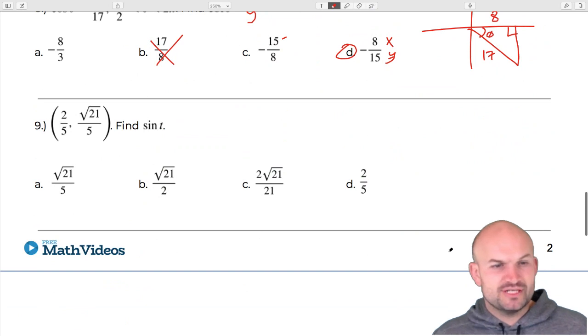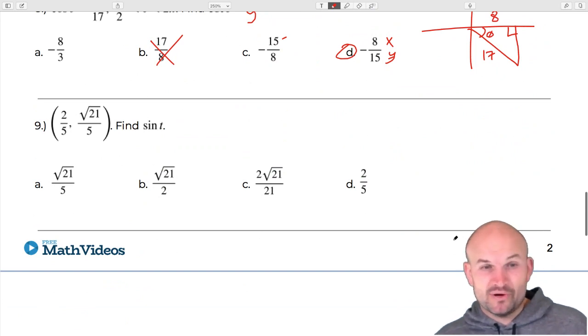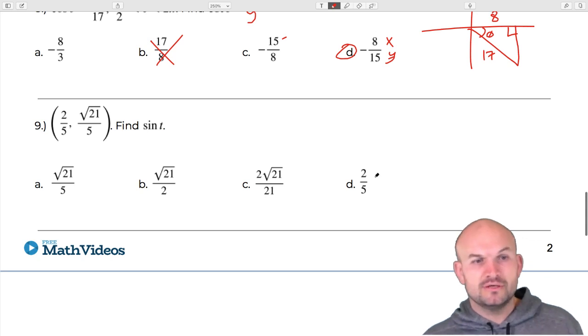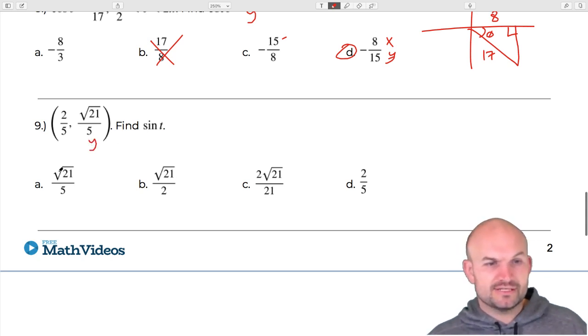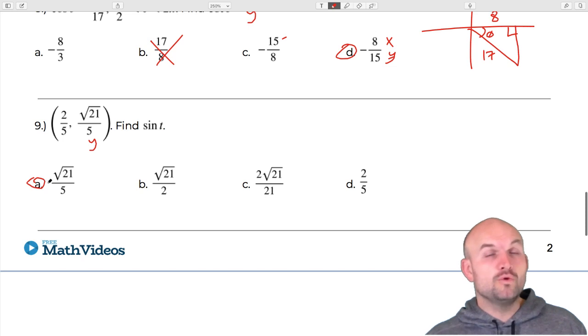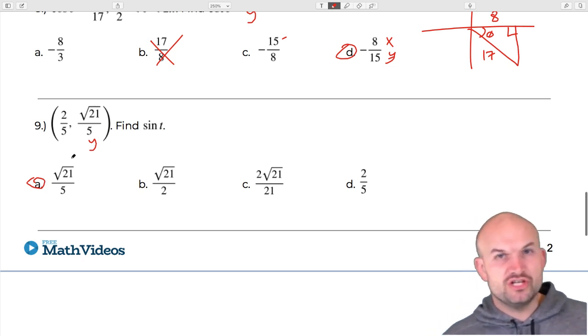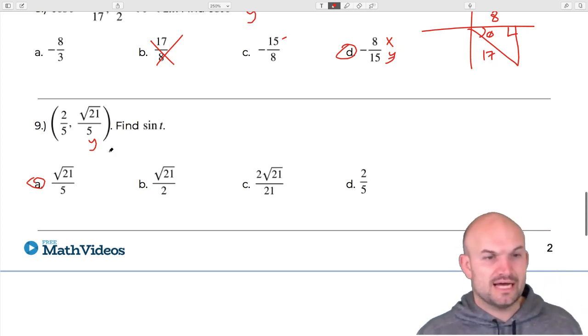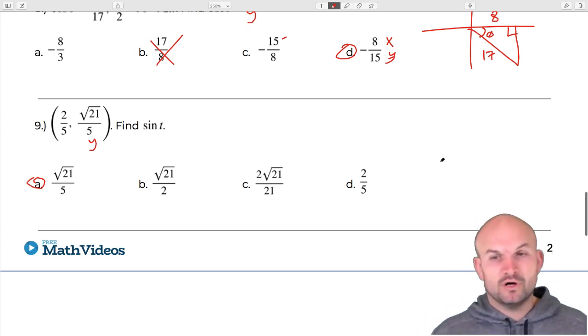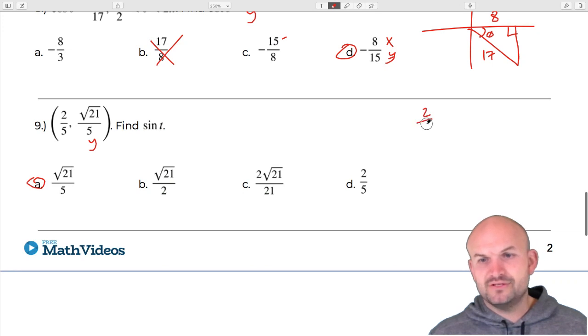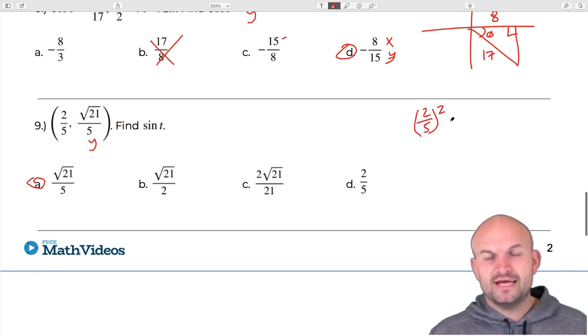All right, last question, number 9. So I have a coordinate point, and they're asking me for the sine. Now, if this point is on the unit circle, the answer is the y-coordinate, which is A. But again, that is only if this point is on the unit circle. So how can we determine if this point is on the unit circle? Well, we could use the Pythagorean theorem.